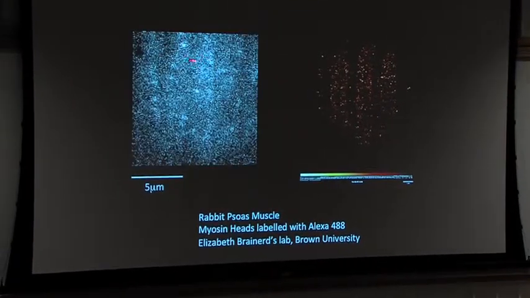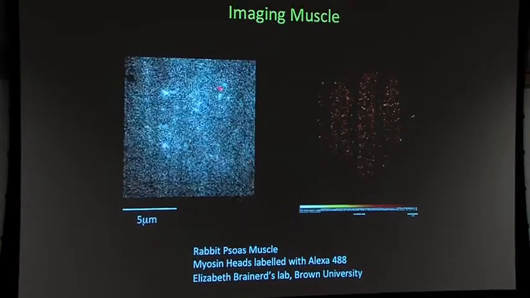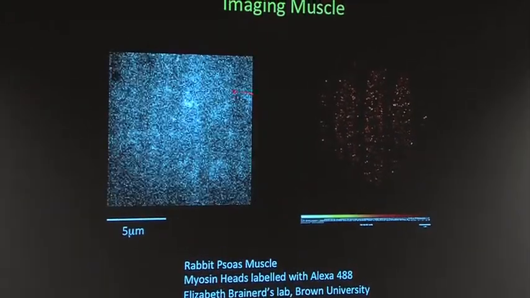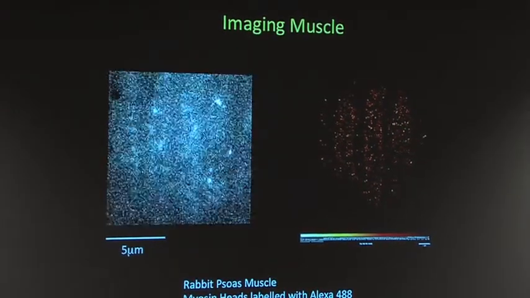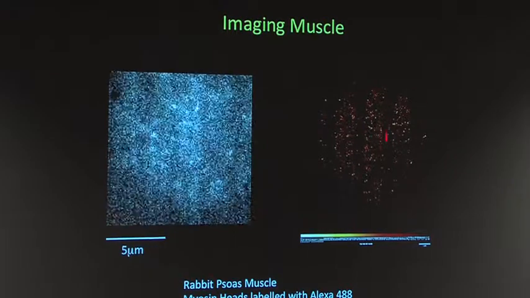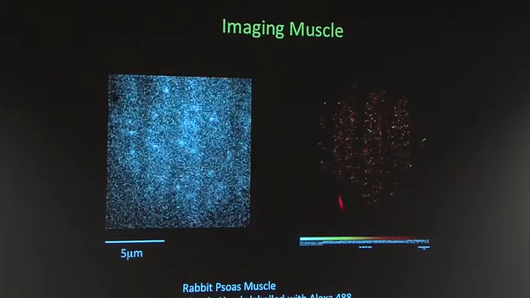You can see individual fluorophores turning on over here over time. As each one gets turned on, you localize its center of emission, and you plot it over here. If you take 10 to 20,000 images, you can build up a high-resolution STORM image of the sample. And so you can see some of the structure here.